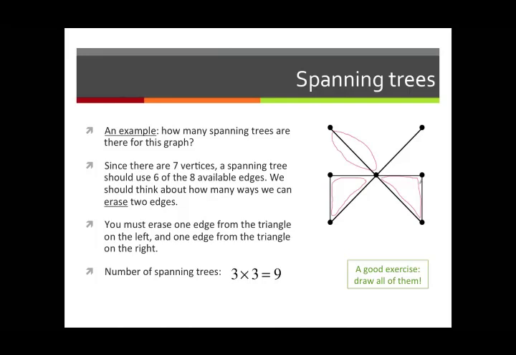There are three possible edges on the left. You must choose one to erase, and over on the right you must choose one of those three. So, by the fundamental principle of counting, the number of spanning trees is 3 times 3. Now, if you'd really like to reinforce your understanding of what I just said, a good exercise would be to draw all of those spanning trees, to make 9 separate drawings.